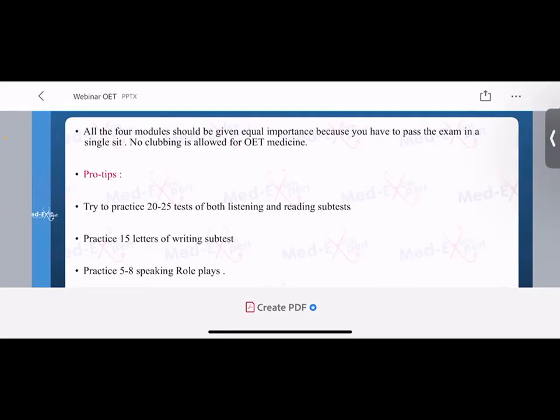So you should give importance to all the four modules. It is not that you have to practice listening and reading only, and you will perform well in writing and speaking without preparation. All of the four modules are very important to practice.